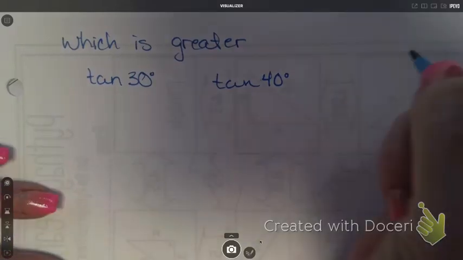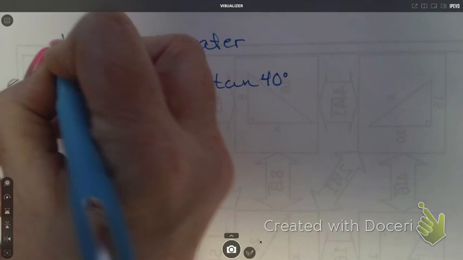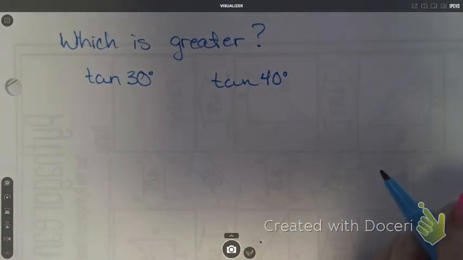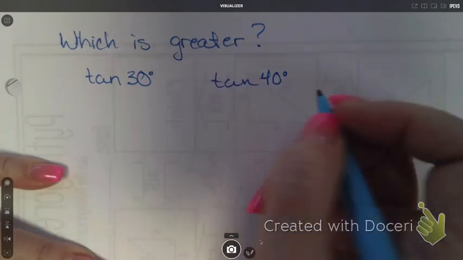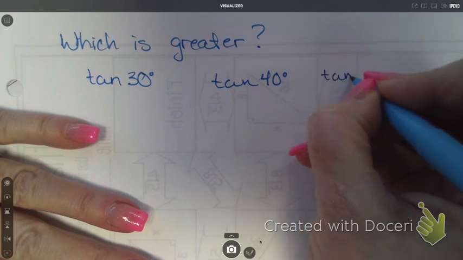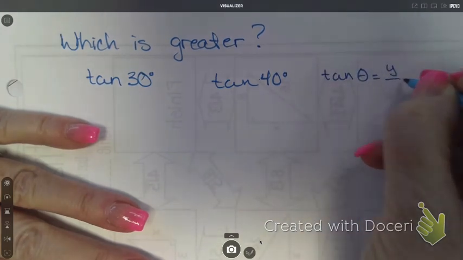Okay, we're continuing 3.1 today. Which is greater, the tangent of 30 or the tangent of 40? So tangent is what over what? You should know this by now. Y over X. So tangent of theta is y over x.